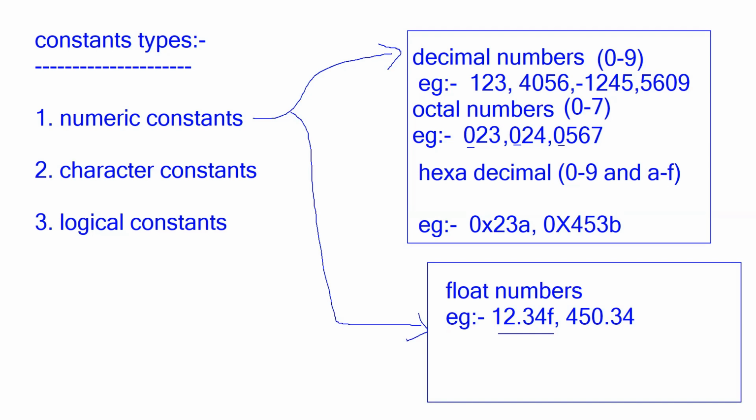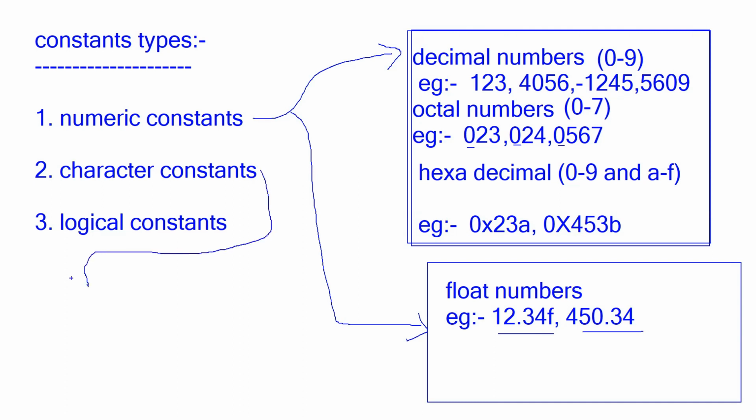So this is a float type, this is a double type we can consider. These are the numbers with a decimal point. These are the numbers without a decimal point. So these are the numeric constants. Okay. So what are the character constants then?